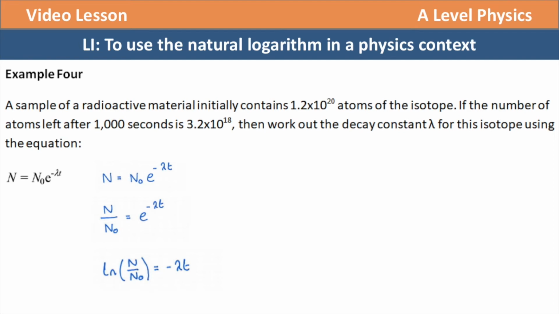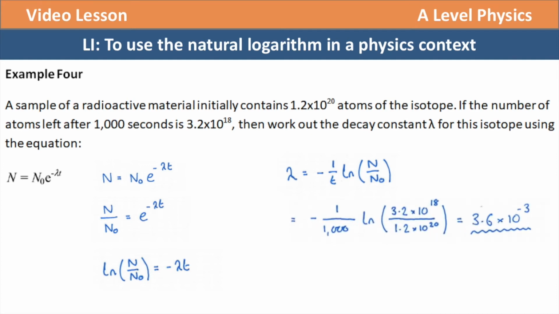Now the final bit of the rearrangement should be quite straightforward. We can of course times by minus 1 to put the minus on the other side, and we can divide by t. That gives us lambda equals minus 1 over t ln of n over n naught. Then we need to refer to the information that was given to us in the question. So it told us that the time was 1,000 seconds, so we'll be doing minus 1 over 1,000.